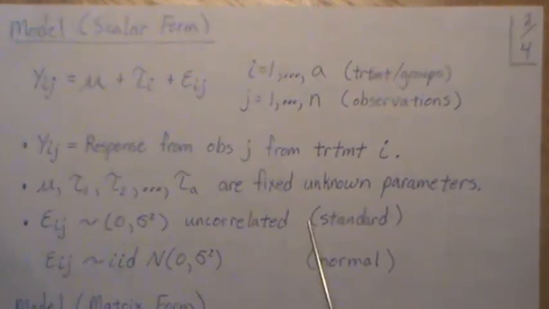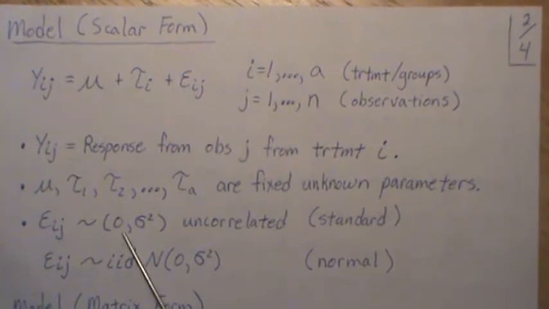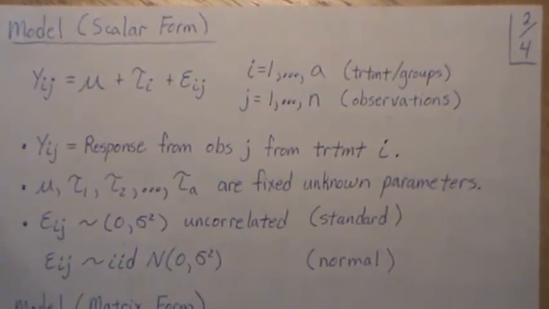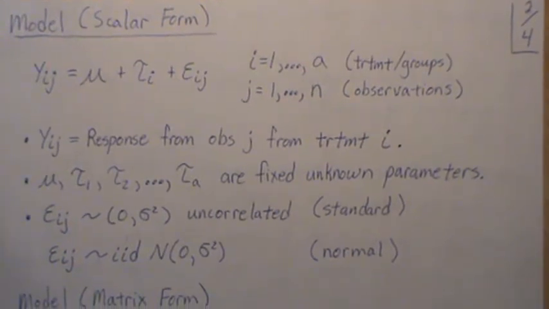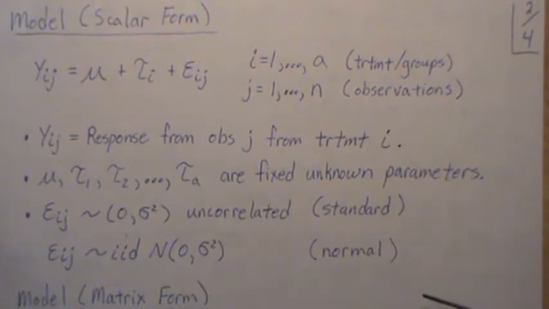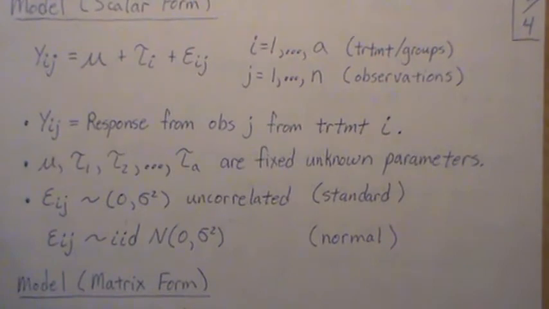And the standard assumption is that the errors have a mean of 0, constant variance sigma squared, and are uncorrelated. The normal assumptions are the same as the standard assumptions except that they're normally distributed. And we need this when we do hypothesis tests and confidence intervals.